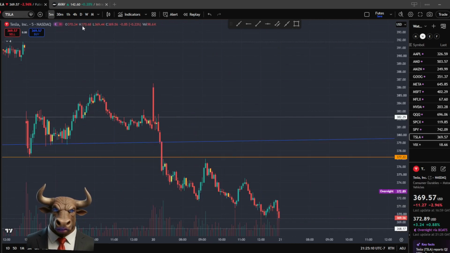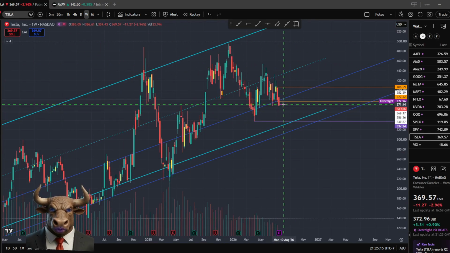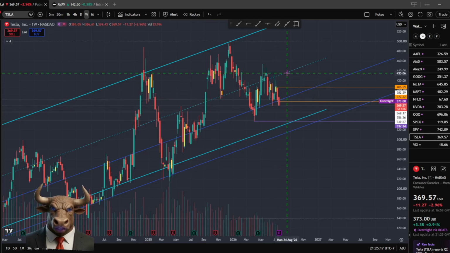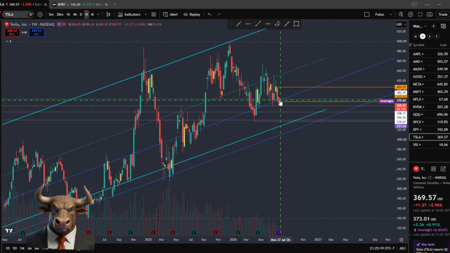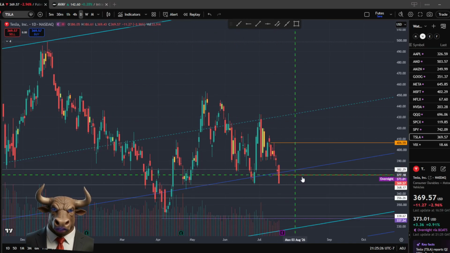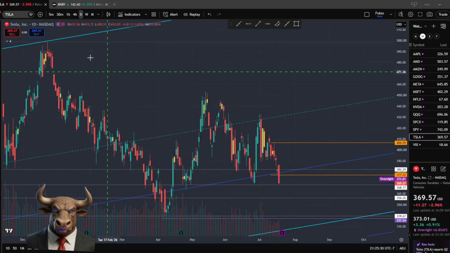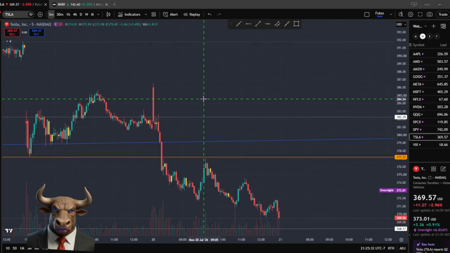Let's see, Tesla. What did we have Tesla on? So Tesla, we were hoping to hold that trend line. We said if we held it, we could push back up. Little bullish move if we could have, did not happen, broke below. Let's see what it looks like here on the daily. You can see it actually gapped up quite a bit and then just died.